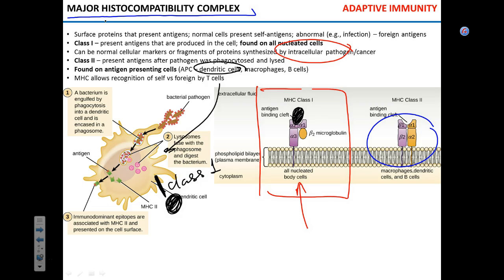We'll get back to this idea of antigen presentation a bit later. Now, Class 2 is the type of major histocompatibility complex molecules that are expressed on macrophages, dendritic cells, and B cells, so-called antigen presenting cells. And we will talk about the different roles between MHC Class 1 and MHC Class 2 a bit later.